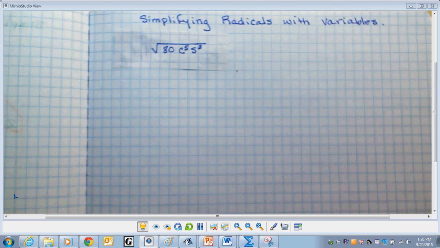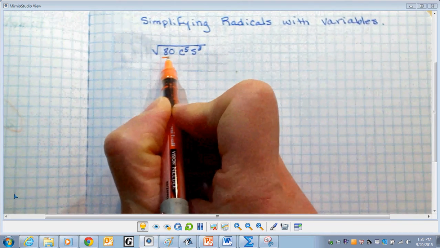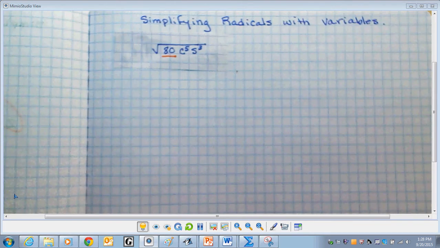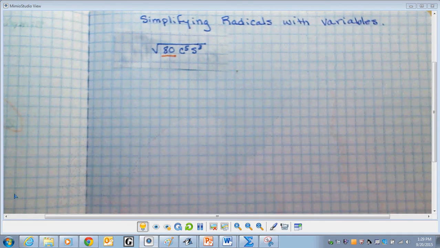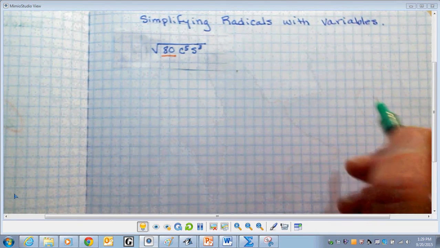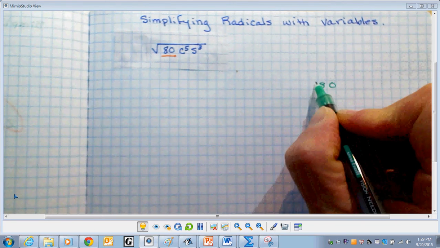Let's look at how to simplify radicals with variables. So we want to look at this in two parts. The first thing we want to do is simplify our number. So we're going to have some workspace off to the side here. And we're going to do the birthday cake method of simplifying the square root of 80. So the first thing I'm going to do is look at 80.